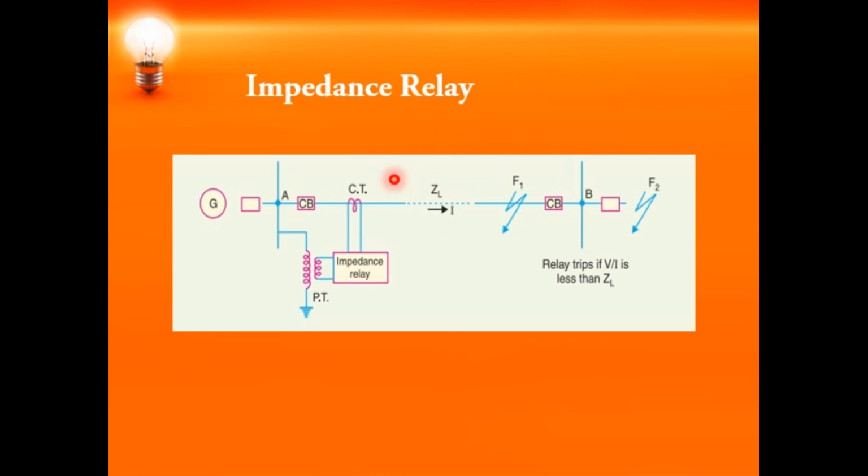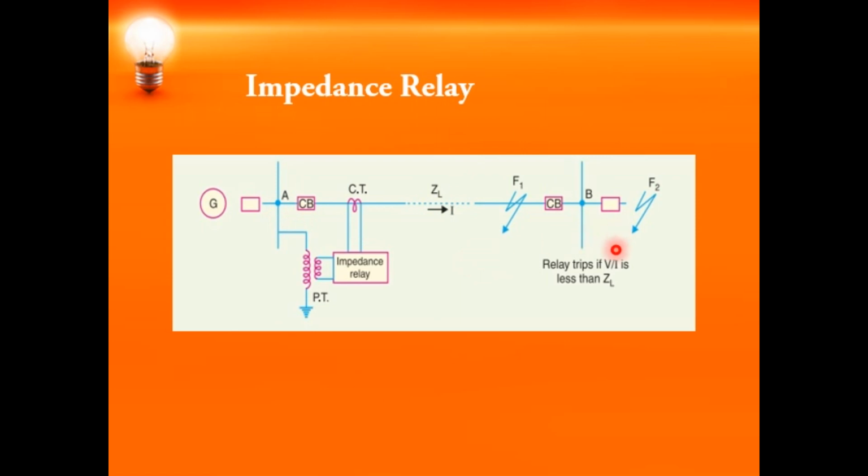So the particular relay is designed to operate whenever the impedance falls below ZL. Now, if we see here, there are two fault points, that is F1 and that is F2. So first we will consider the fault location F1. The impedance you measure from the relay location to the fault F1 is obviously less than ZL. That means the relay has to operate.